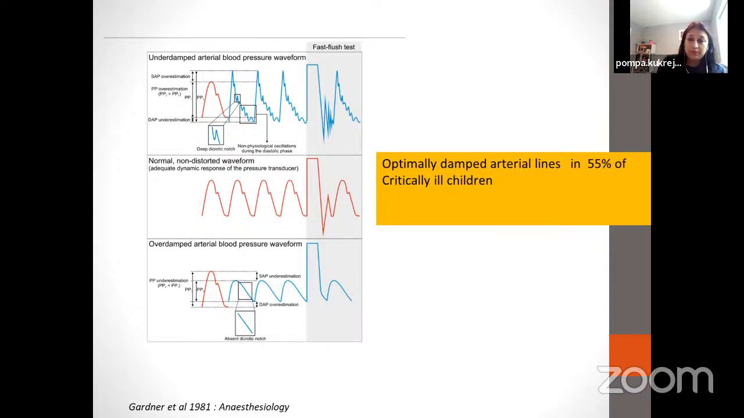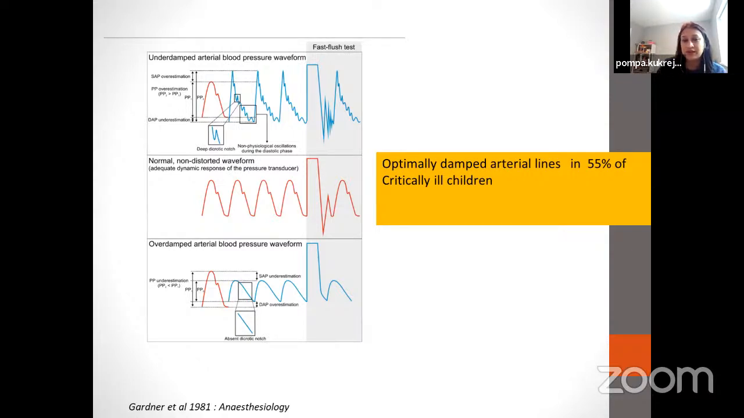And the problem is, in children, optimally damped lines are only seen in around half of the critically ill children. That is why whether you can rely on it is a question, and that is why you need frequent calibration, frequent zeroing. And also this flush test, though it's described in adults by Gardner in 1981, I haven't seen my nurses doing it routinely in our ITU practice.